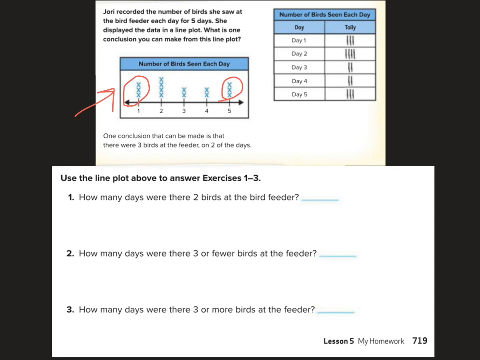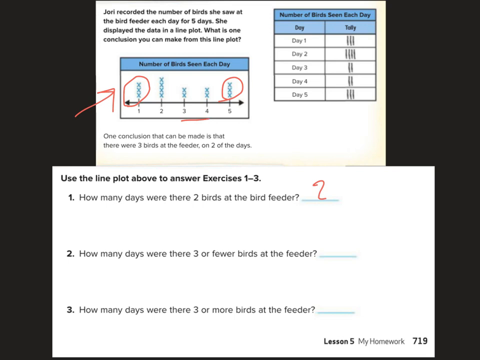So how many days were there 2 birds at the bird feeder? There were how many days? 2 days. Okay, really all 5 because all 5 had at least 2, but I'm going to guess they're looking for 2. 2 days, 3 and 4. Days 3 and 4, they had 2 birds at the feeder.